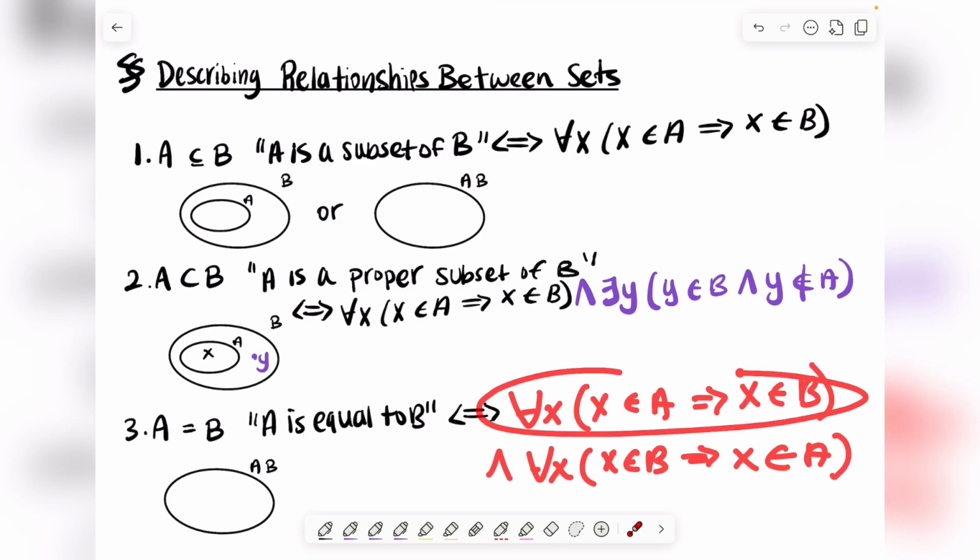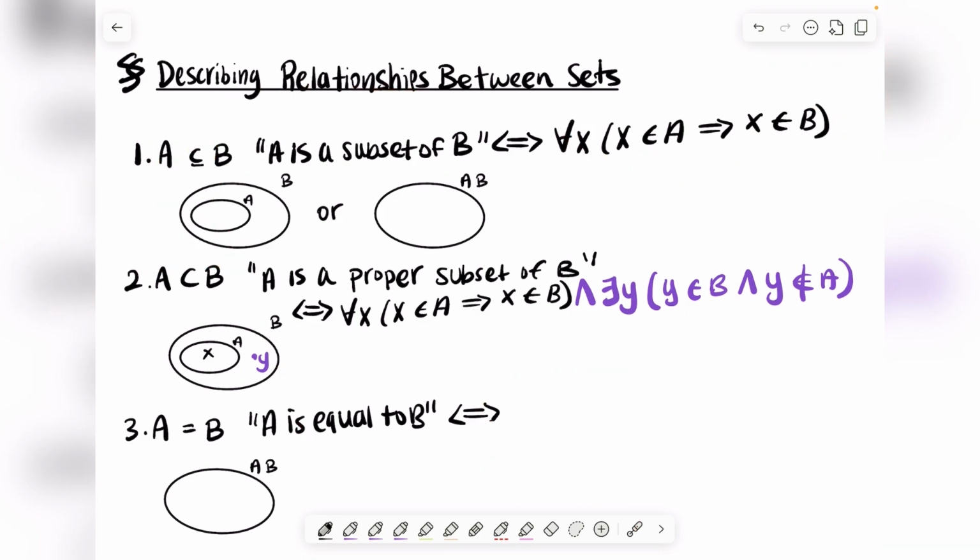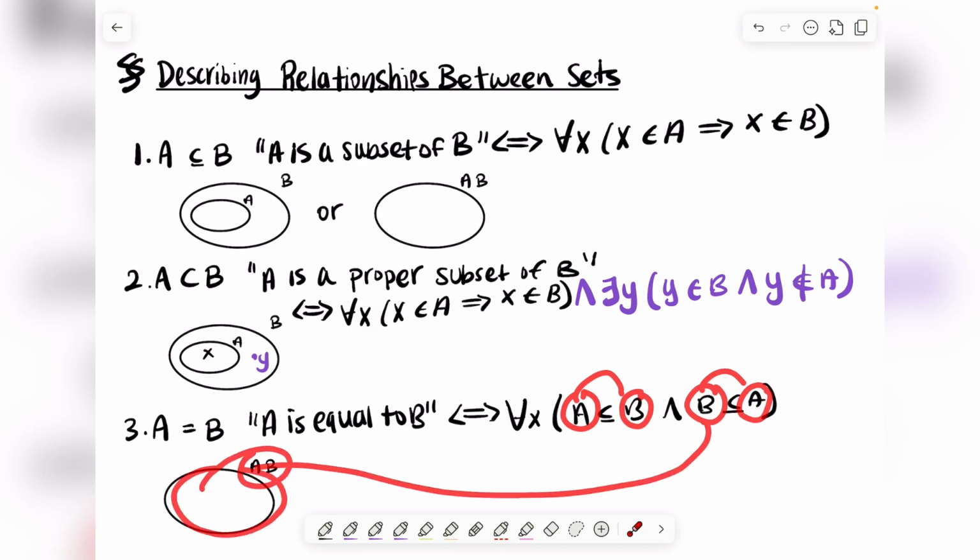But notice how this is a definition of a subset. So really, we just have to prove that A is a subset of B. And then if we just switch these, B is a subset of A, that would give us the opposite. So in other words, for all x, we have to prove that A is a subset of B and B is a subset of A. In other words, all elements of A are in B and all elements of B are in A. That means that A and B are equal to each other.